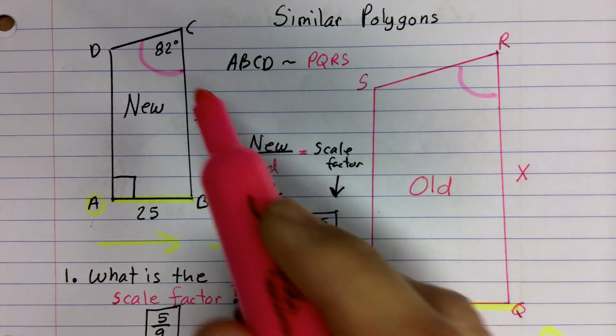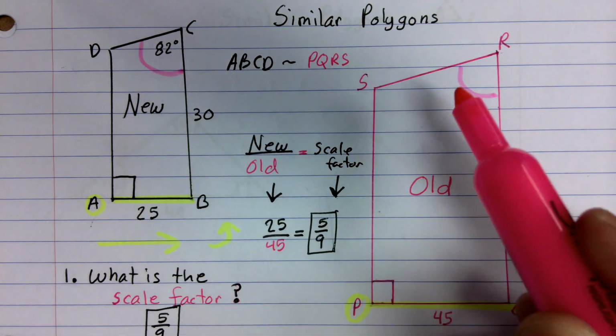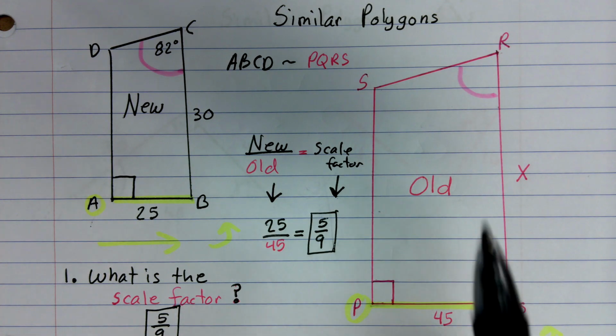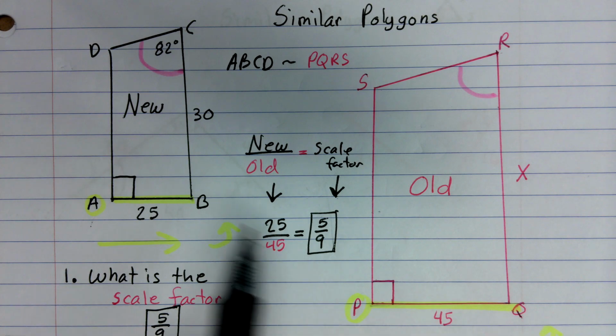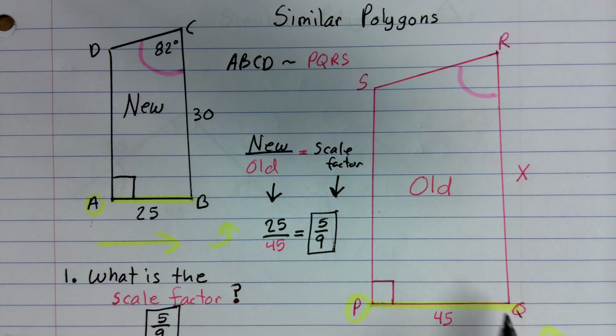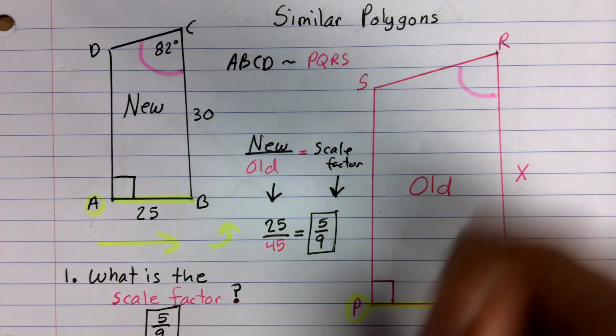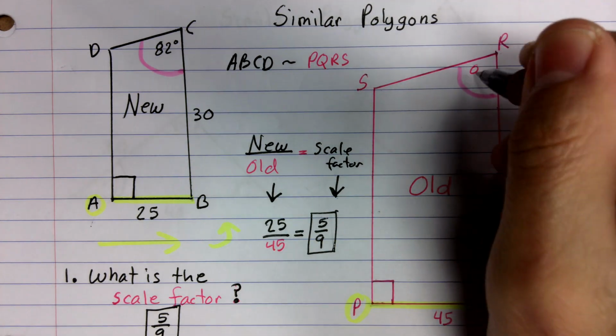Now you might have also been able to tell by that design, because it kind of slants up a little bit. Since these are similar, while the sides are proportional, the angles will be exactly the same. They'll be congruent. So if C was 82 degrees, then it means R must also be 82 degrees.